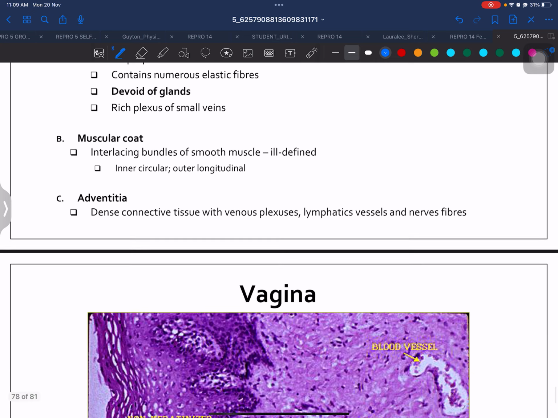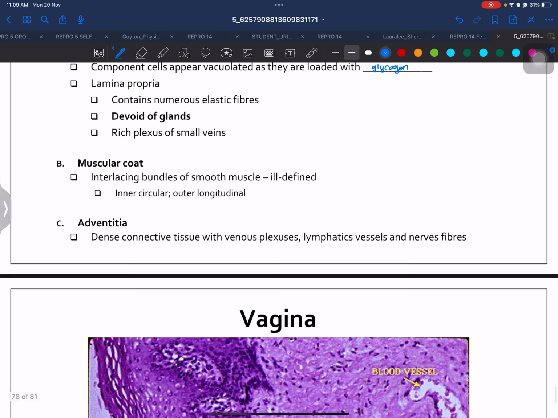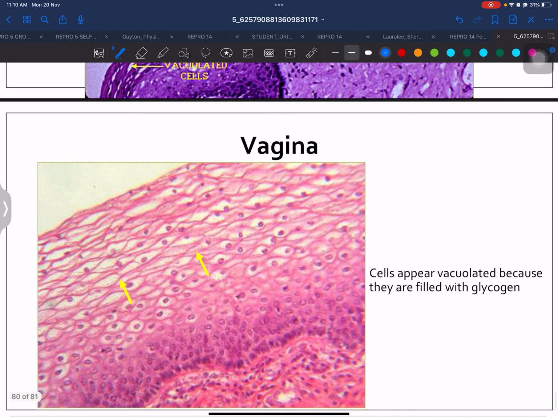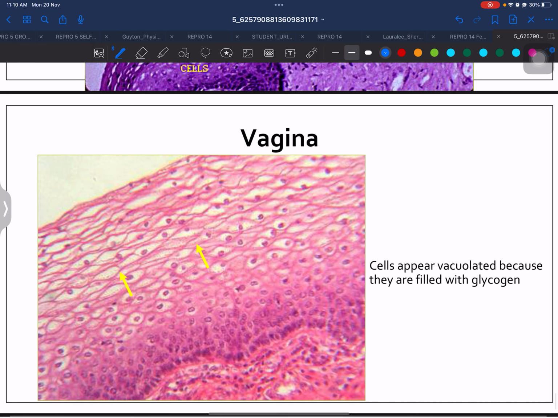You can see here, dia punya epithelium ada macam vacuoles, right? So it's fully loaded with glycogen. These are the lamina propria and the blood vessels. Glycogen bukan fat. Nampak tak? These are the appearance of epithelium in vagina. Dia ada glycogen inside there. So these are the last slide.